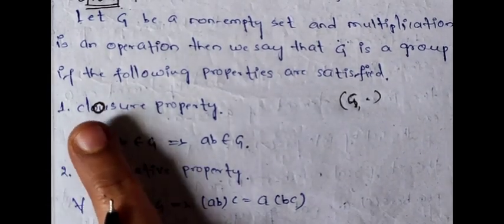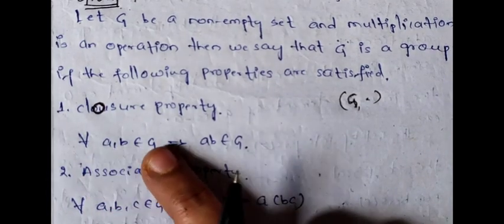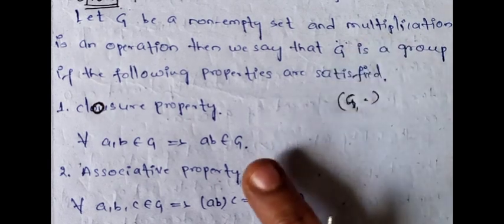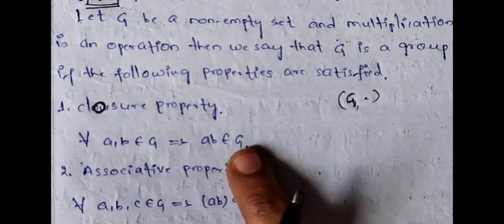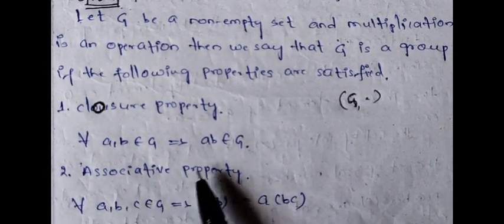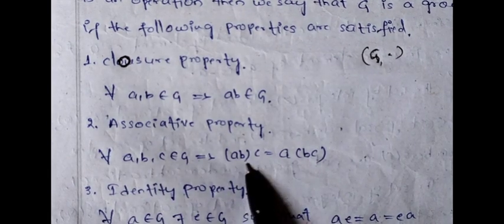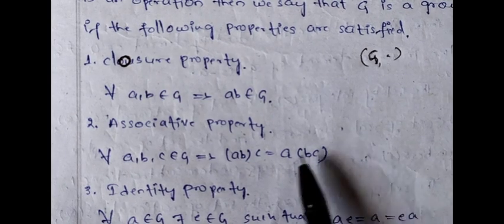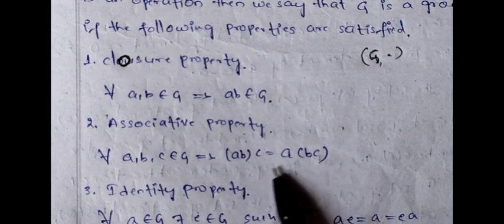The first property is the closure property. Closure property means you take any two elements from the non-empty set, then their multiplication, since we are taking the operation multiplication, also belongs to the same set. Then it satisfies the closure property. Also it should satisfy the associative property. That means take three elements from the set, then (A·B)·C equals A·(B·C). That means when you are multiplying any three elements in any manner, the result should be the same.